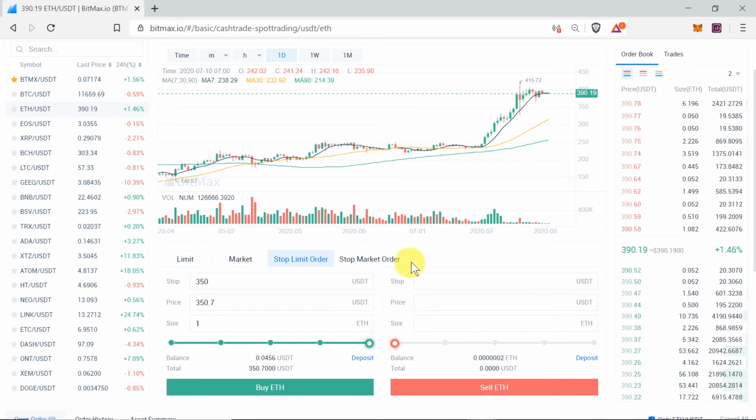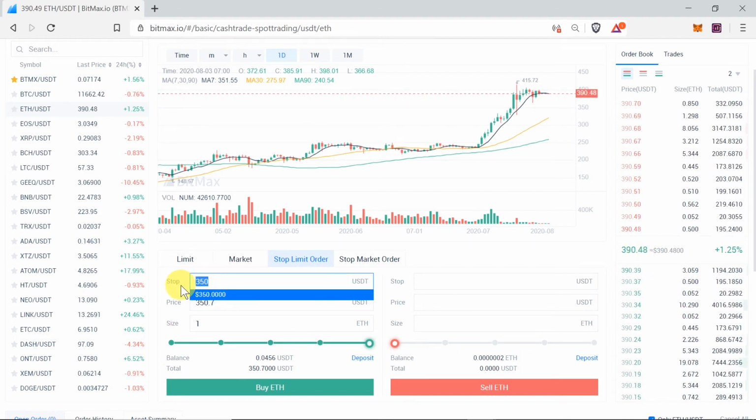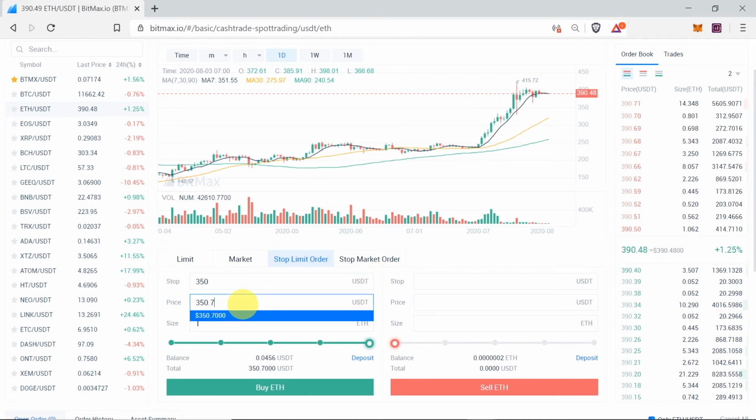So let me explain it to you. If our price goes down to 350, in that moment our order is triggered and we want to buy Ethereum for 350.7. Why this amount? If you look over here, the spread between 390.58 and 54 is very small. It's like 0.04 at the moment. Sometimes it goes up to 0.5. If the price was 350, our order was triggered, and the biggest spread that I've ever seen was 0.7.